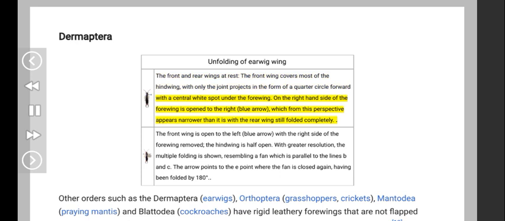On the right-hand side the forewing is open to the right, blue arrow, which from this perspective appears narrower than it is, with the rear wing still folded completely. The front wing is open to the left, blue arrow, with the right side of the forewing removed. The hindwing is half open.